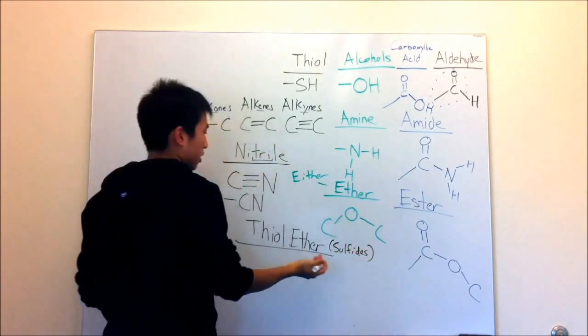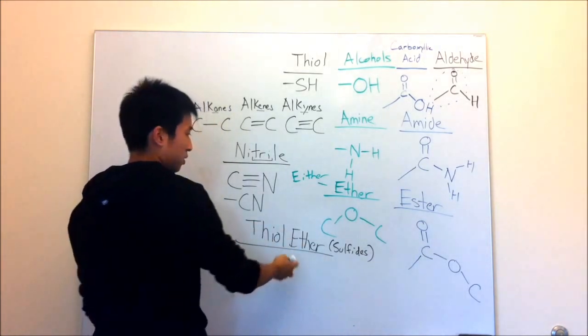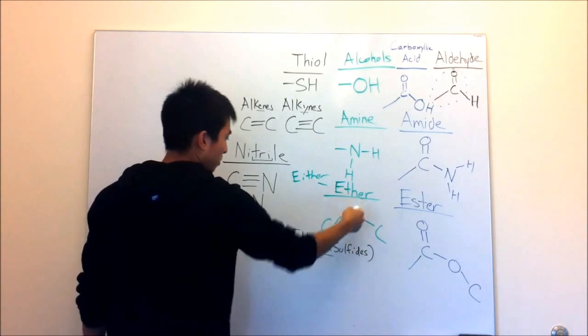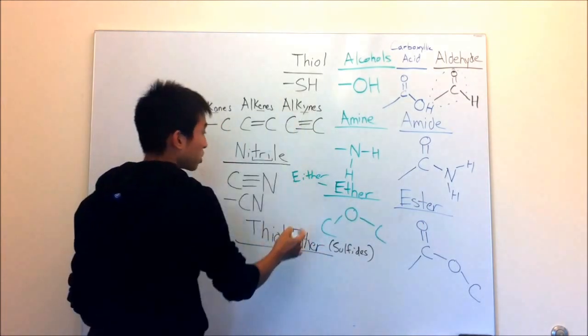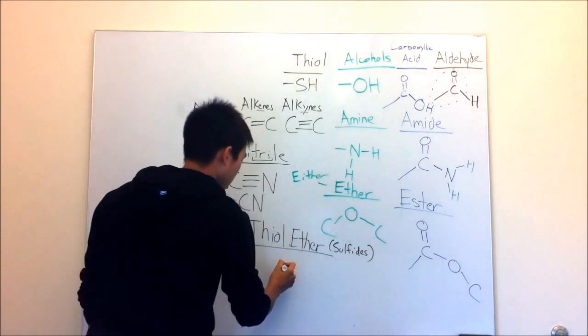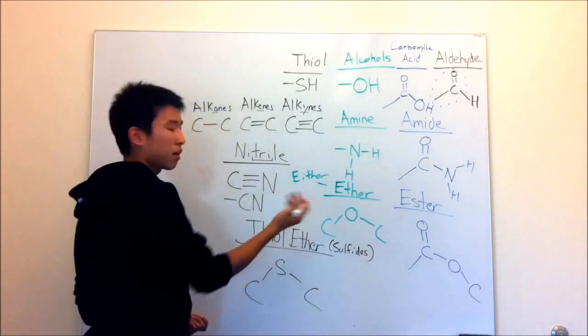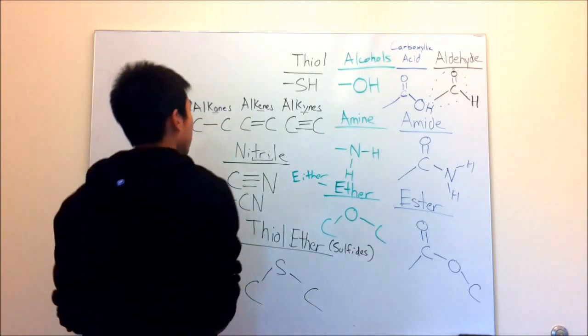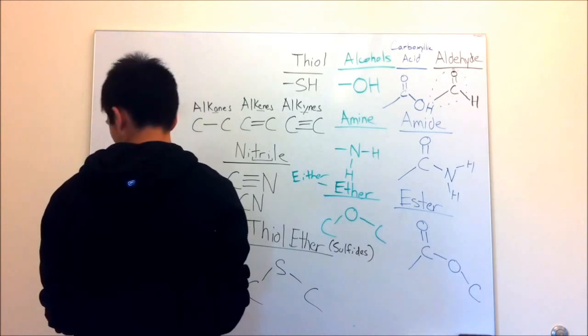So thiol ethers are, once again, when you see ether, think of either. So you'll come back to this structure. But now, because there's a thiol here, like before, you switch the O with an S. And then you keep your carbon chain. And that's a thiol ether.